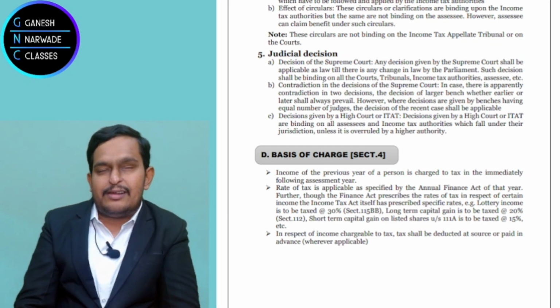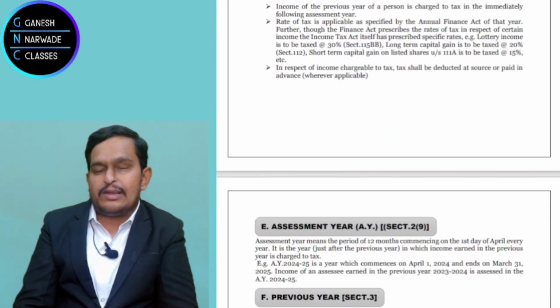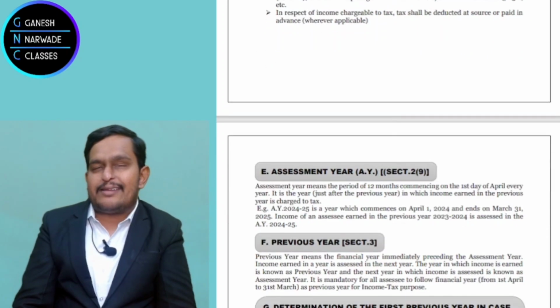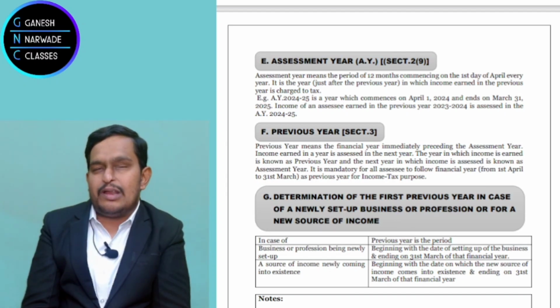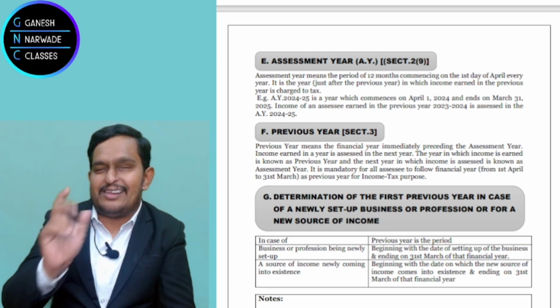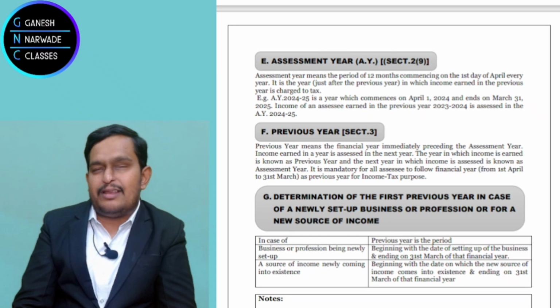Okay, done. Now come to the next topic, your assessment year, section 2 clause 9. What does it say? It simply says assessment year is a period of 12 months, starting from 1st April and ending with 31st March of the next year. For our exams, 24-25 is the assessment year. So it will start with 1st April 2024 and end with 31st March 2025.